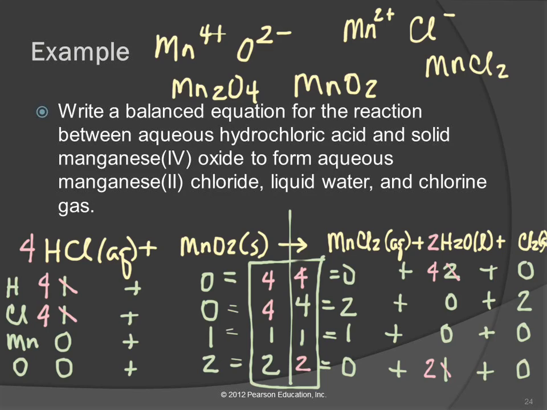Now let's look at these. Okay, this one's 4 and 4, 4 and 4, 1 and 1, 2 and 2. Ta-da! It looked a little ugly there for a while, but we kept going, and then it just cleared up suddenly. So that's our balanced chemical equation. Any questions?